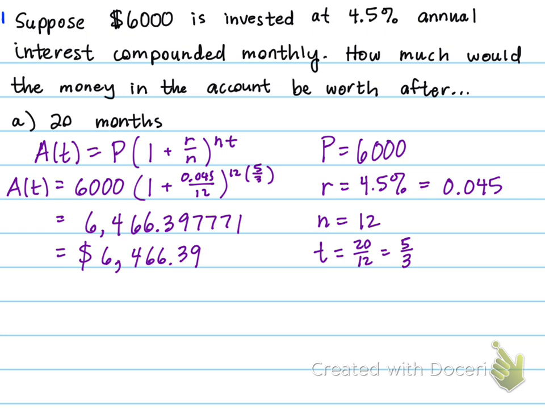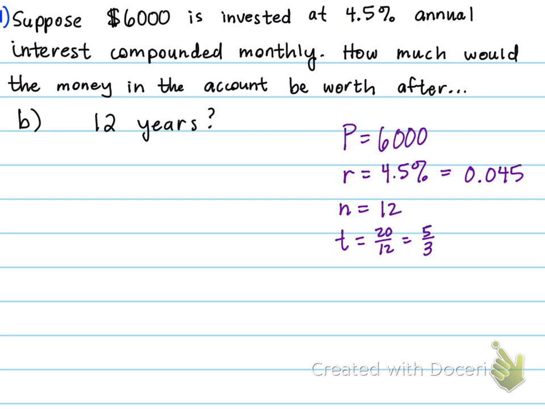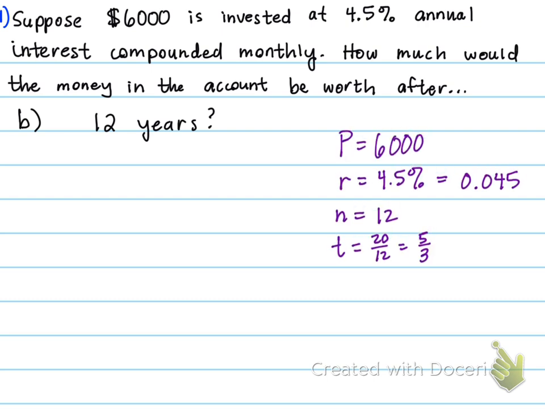We're going to do the same problem, so I'm going to copy my P, r, and n, and t is just going to change. So suppose you still have $6,000, you're investing it at the same rate, still compounded monthly. But now instead of time being in terms of months, they said the time is 12 years. So we know that we're talking about 12 years.